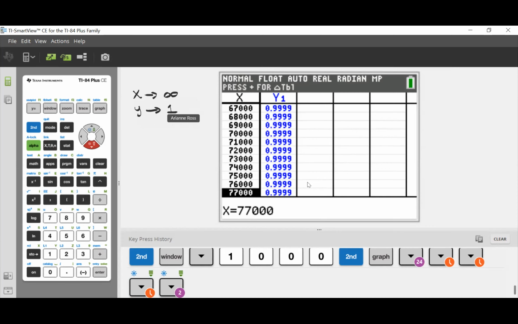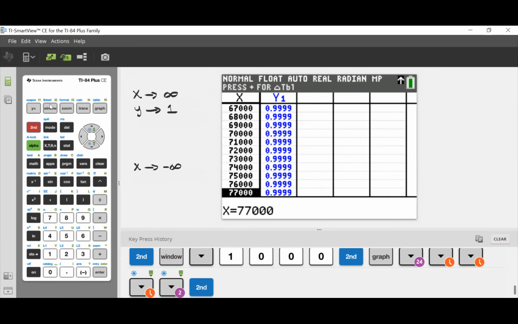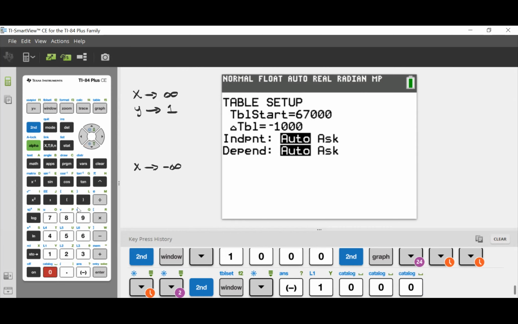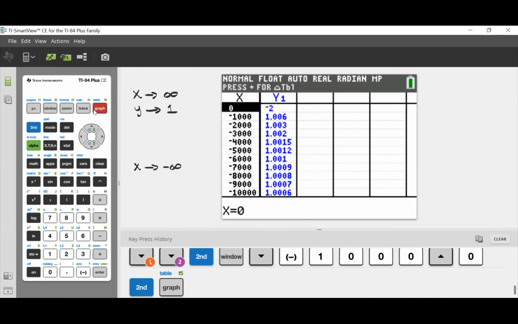Now we also want to know what's happening as x approaches negative infinity. To figure this out, we're going to go back to table set, and instead of letting our delta table be 1,000, we're going to look at -1,000. So our numbers are going to get more negative, so really big negative numbers, and we're also going to start at 0 again. And then look at what's happening to the outputs. When we go back to the table, notice now we're at 0, -1,000, -2,000, -3,000.